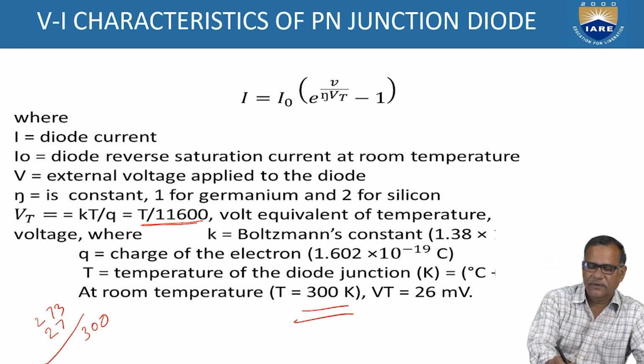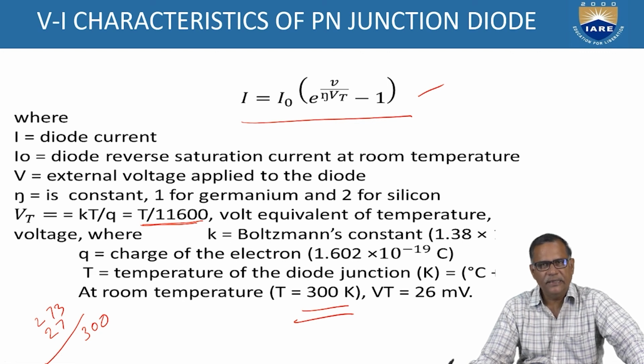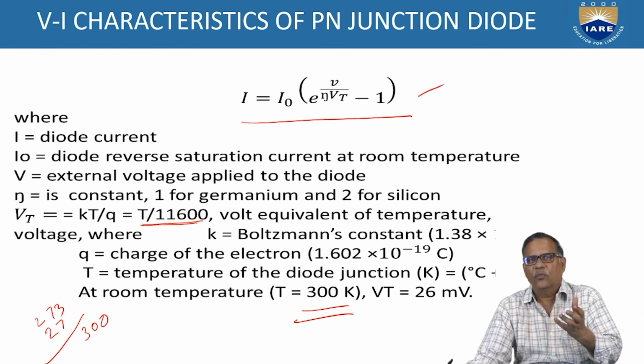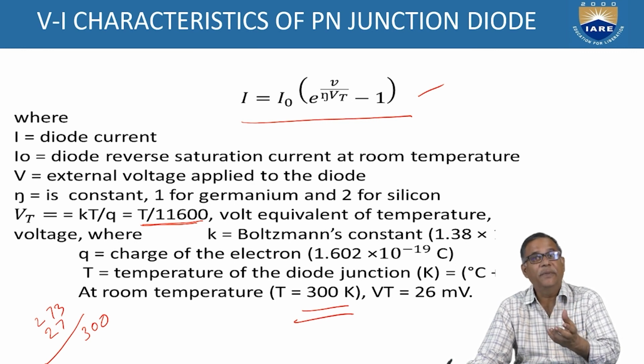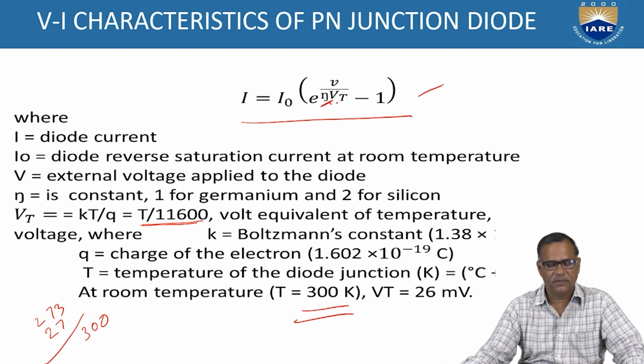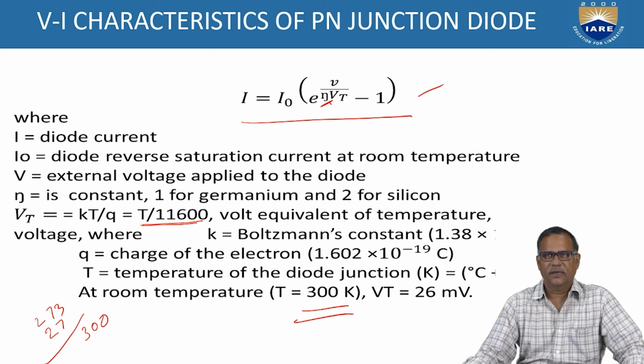As you see from this equation, I is equal to I naught into e power V by eta Vt minus 1, and eta is equal to 1 for germanium and 2 for silicon. Because it is in the denominator, we get large magnitudes of current for a germanium diode, because eta is equal to 1, and for silicon we get relatively less current because eta is equal to 2. So this is called the diode equation, and I naught is the reverse saturation current.